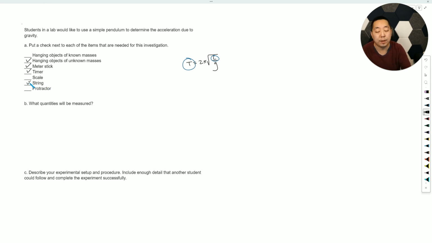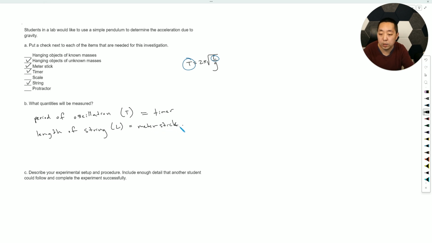So we're going to measure the period of the oscillation. We'll call that T, and we'll use the timer for that. And then we're going to measure the length of the string, and we'll call that L. And we're going to use the meter stick for that.